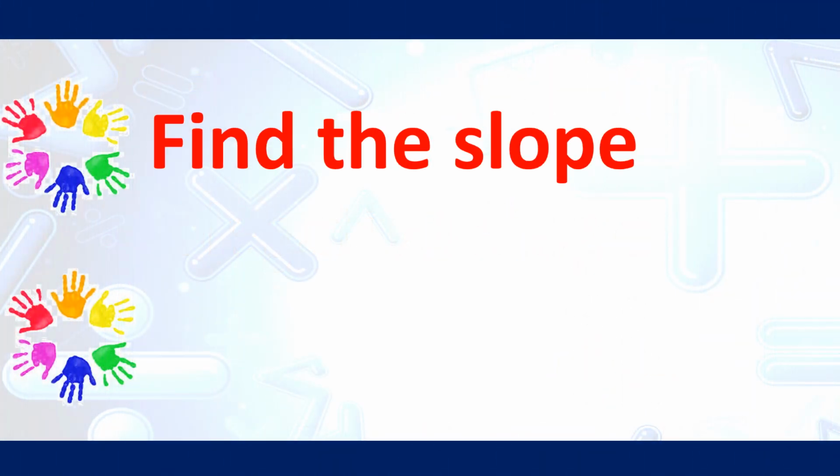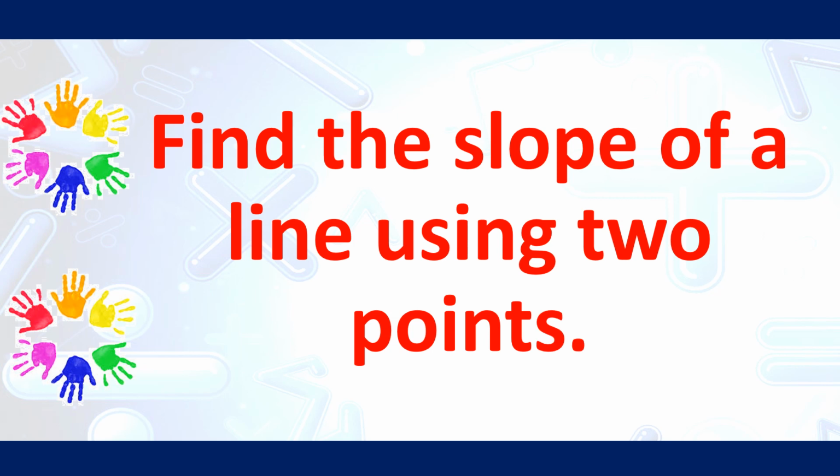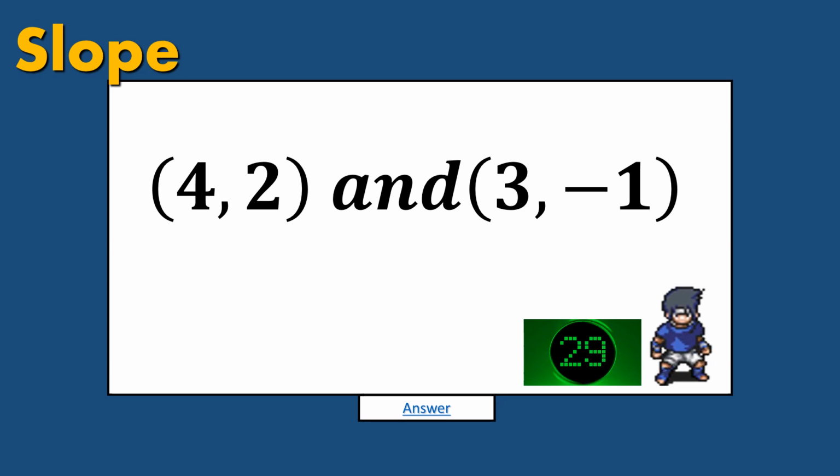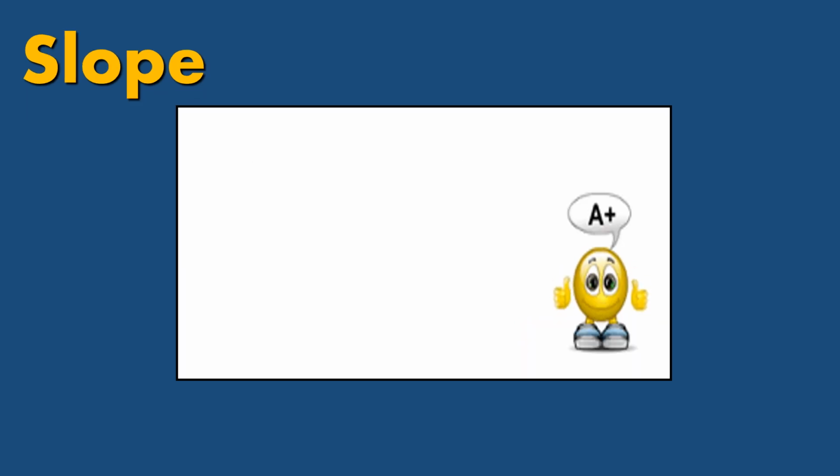This time, you are going to find the slope of a line using 2 points. Your given is (4, 2) and (3, -1). The answer is 3.